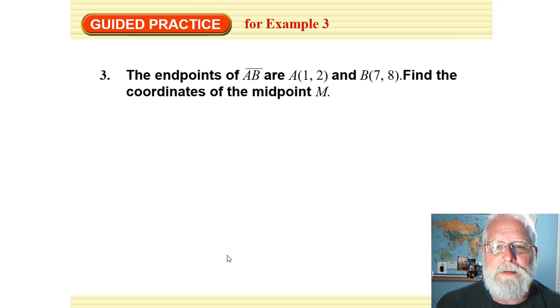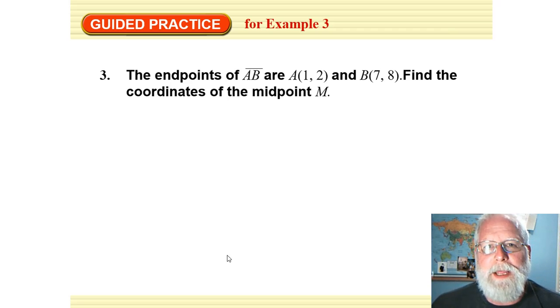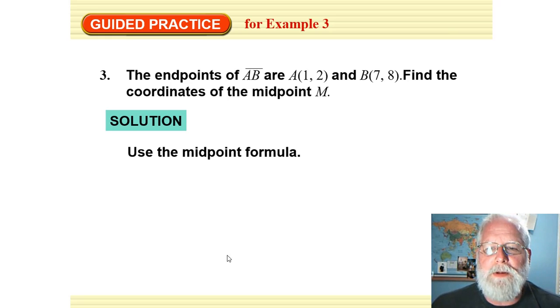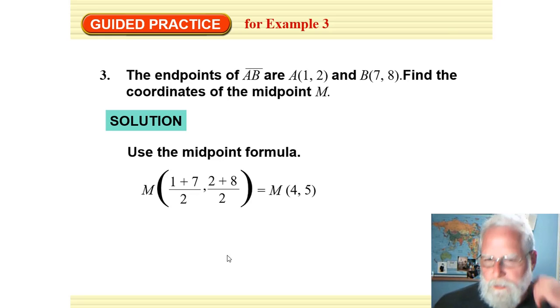So in this one, let's try to find the midpoint. They're giving us the two endpoints. A is (1, 2) and B is (7, 8). So go ahead and pause this and find the midpoint using the formula that we talked about, and then start back up again when you're ready. Okay, hopefully you did that. And hopefully what you found was that the midpoint is (4, 5).